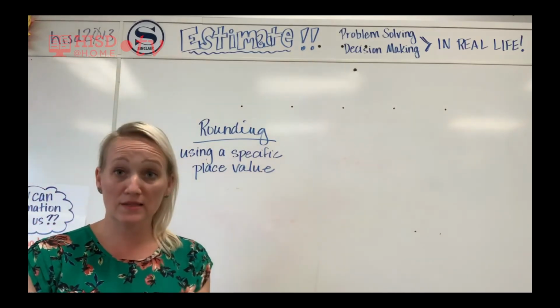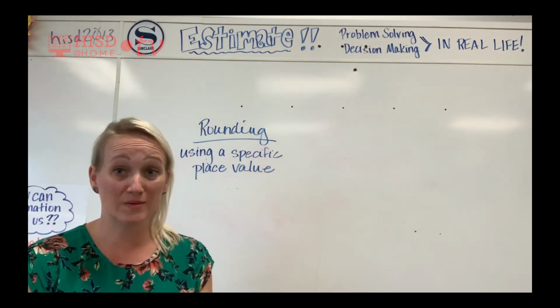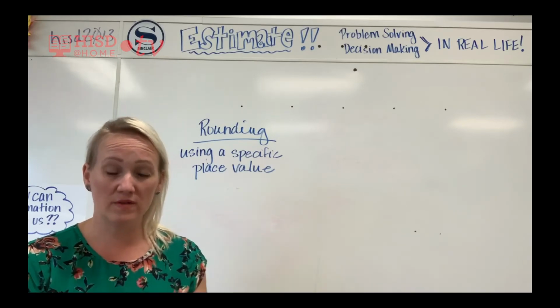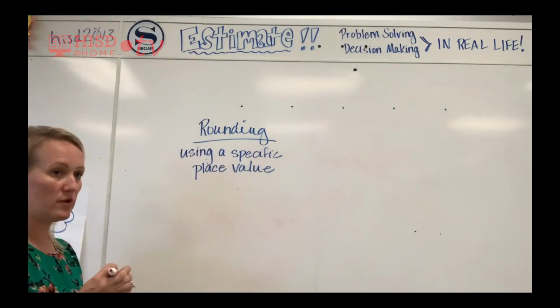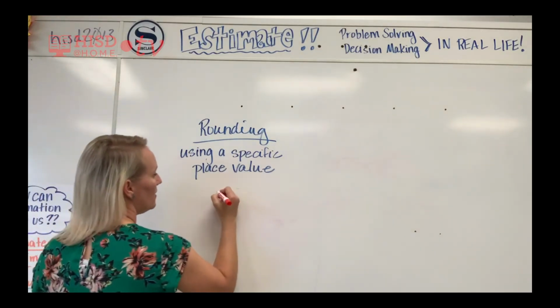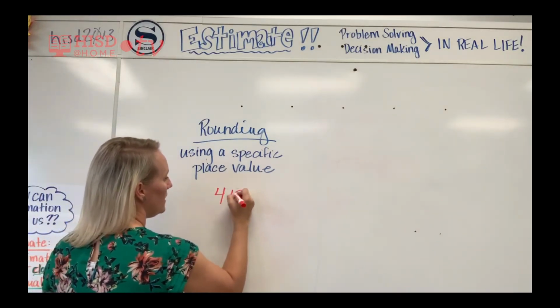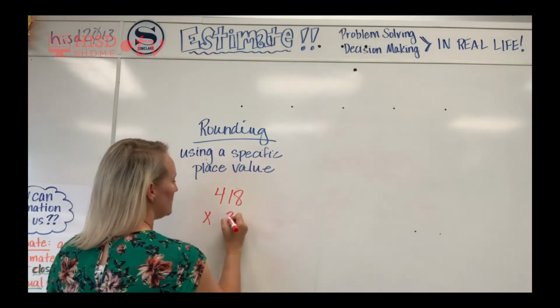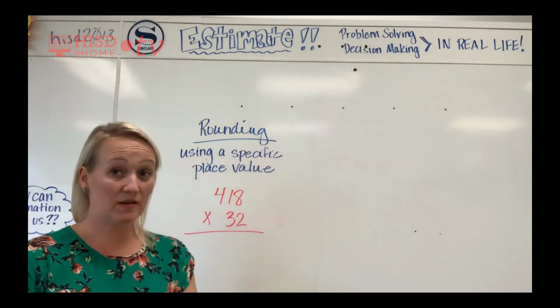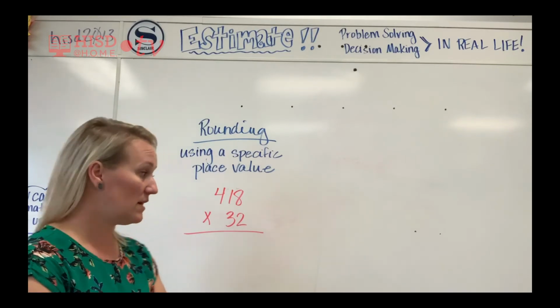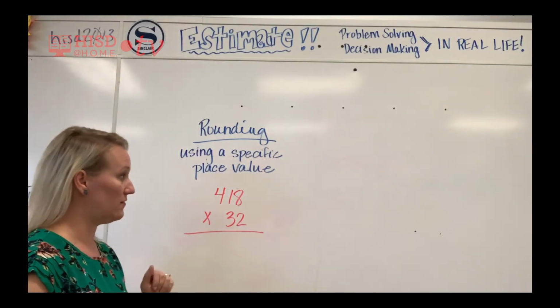Sometimes it's the tens, sometimes it's the hundreds, sometimes the thousands. It's just depending on the scenario. So let's think of something. Let's try multiplication this time. If I had 418 times 32, well, I want to just estimate a solution to this. I do not want the entire problem solved with exact values.